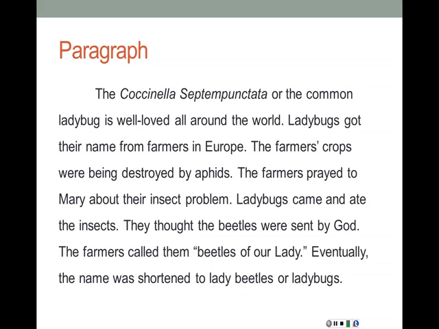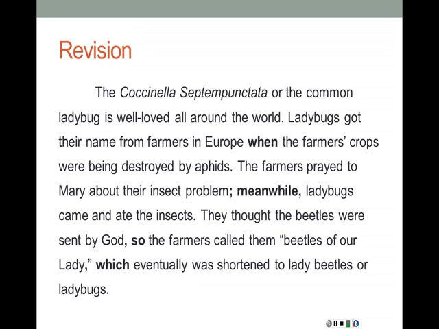So now read the revision paragraph. You may need to pause. And does it have a better flow and a rhythm? And how did we combine the sentences? Notice that not all of the sentences are combined, but some of them are.